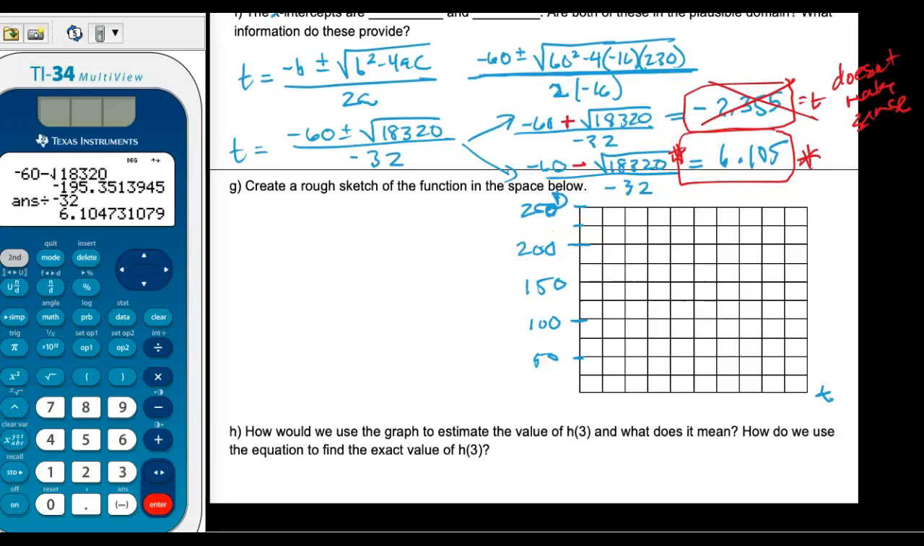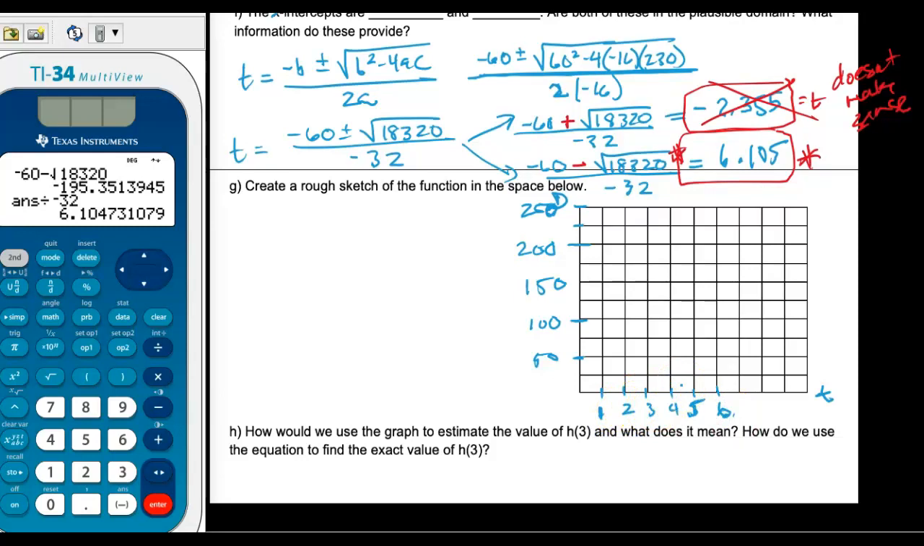And then our time, I know I want to include 6 there, so it's up to you. 1, 2, 3, 4, 3, 4, 5, 6. I'm going to make each of these boxes just 1 second. I contemplated making them half a second, but then I noticed I wouldn't have enough room, so I'm just going to make each box 1 second.